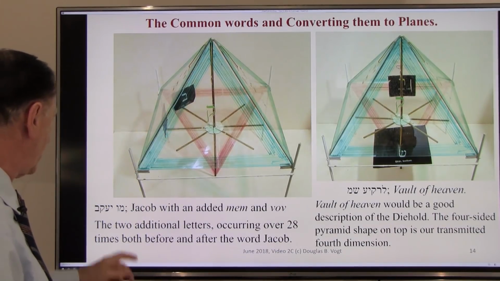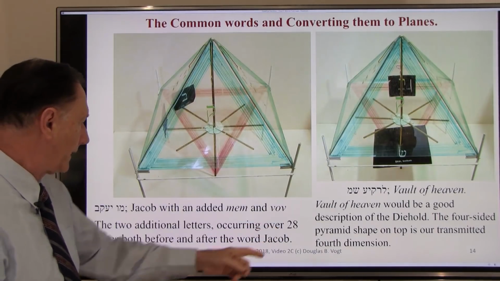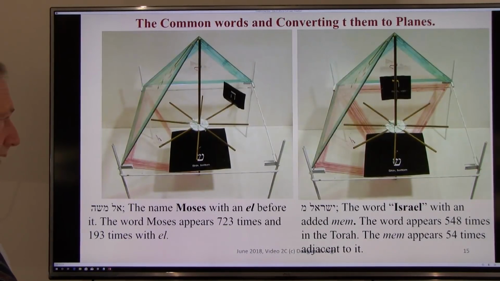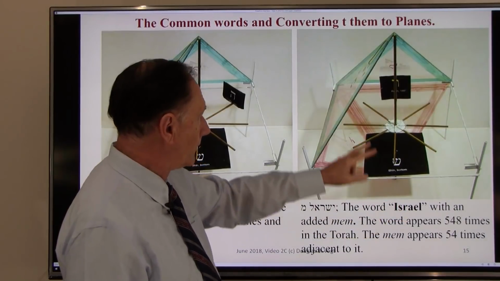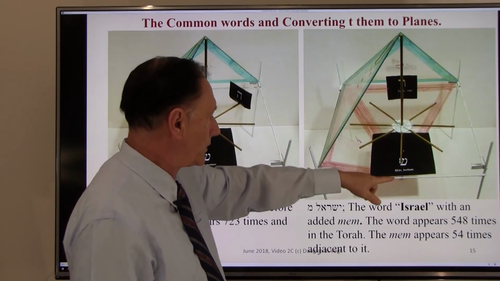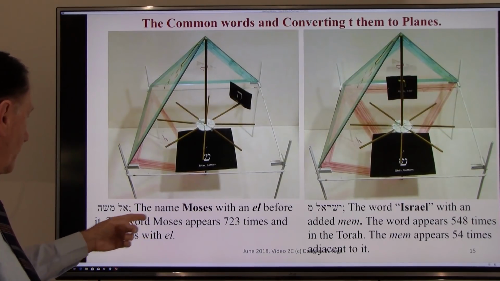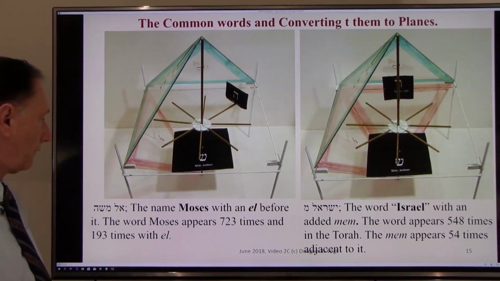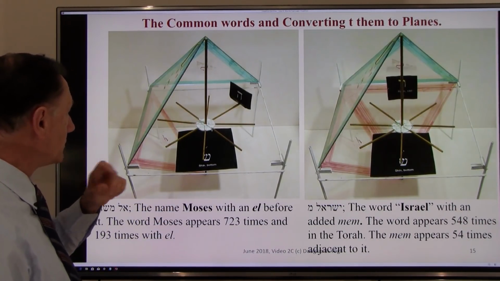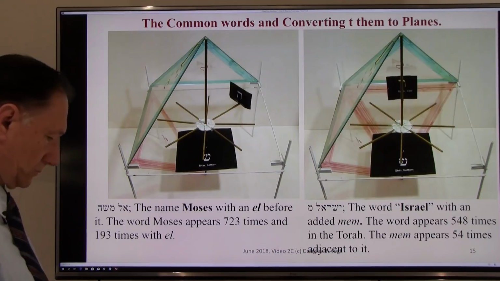Here's another one, the word for Jacob with a mem and a vav. Mem and vav, it shows up 28 times. Jacob shows up so many times it's kind of ridiculous. This is the word for Israel. You got 4 sides, 2 transmission sides, and 2 on the bottom. Again, a resh and the shin, just like vault of heaven. Here is the word for Moses with an L. Moses shows up 723 times, 193 with the L in front of it. Which is interesting. This kind of pattern is the same one that's in Vault of Heaven.